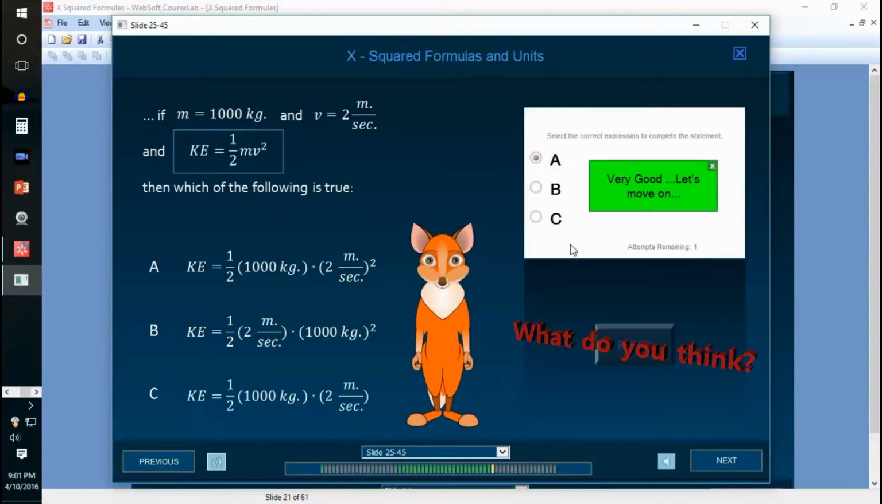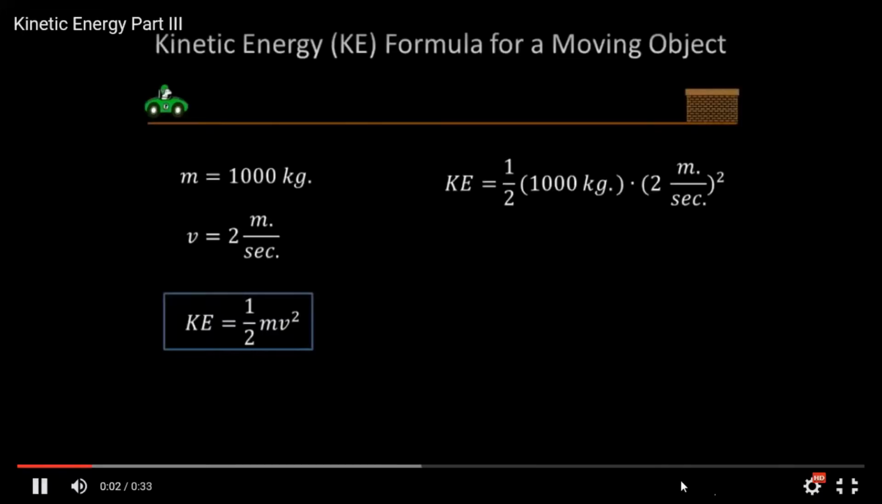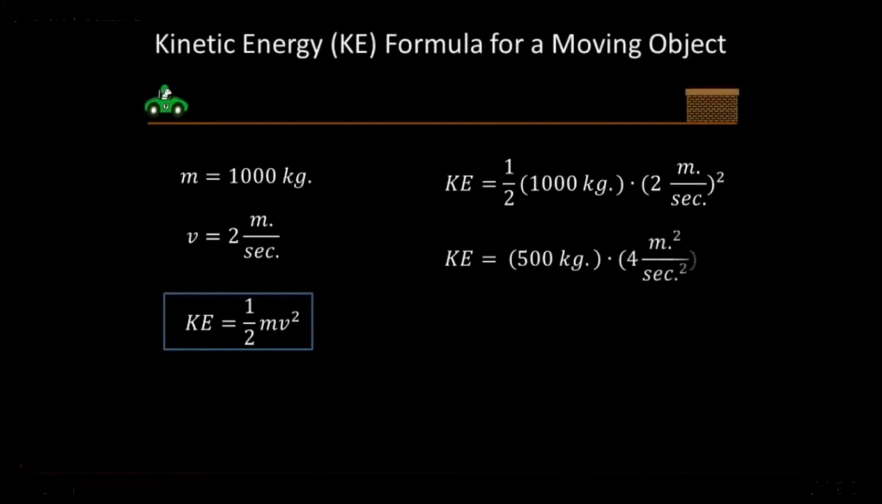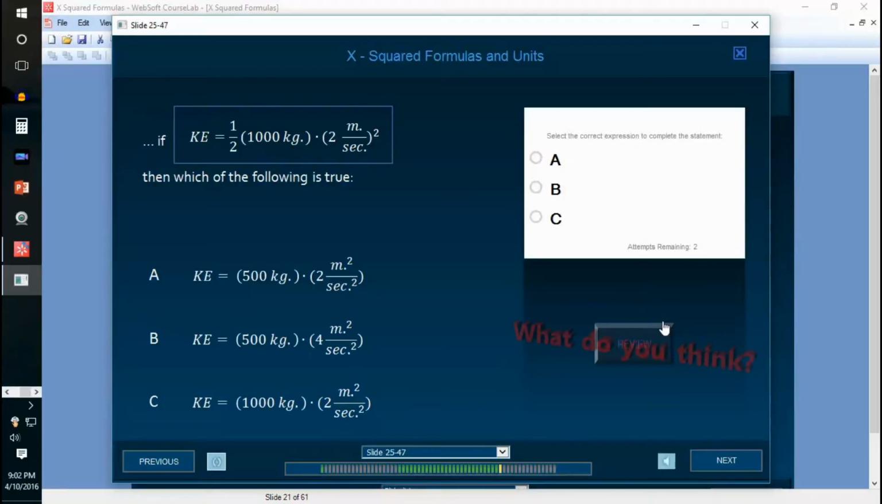Very nice. Answer choice A shows the correct replacements. Going on with our calculation. The kinetic energy will be equal to 1/2 of 1,000 is 500 kilograms times 2 meters per second squared will be 4 meters squared over seconds squared. If our formula appears as this after replacements, then which of the following is true?